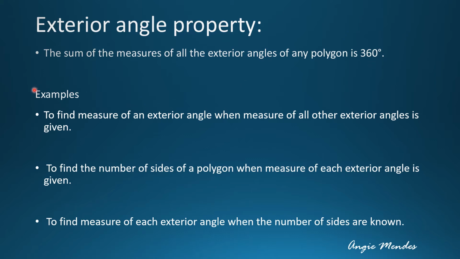We will be discussing the following examples in this exterior angle property. We will find the measure of an exterior angle when measures of all other exterior angles are given. We will find the number of sides of a polygon when the measure of each exterior angle is given. And we will find the measure of each exterior angle when the number of sides is known.